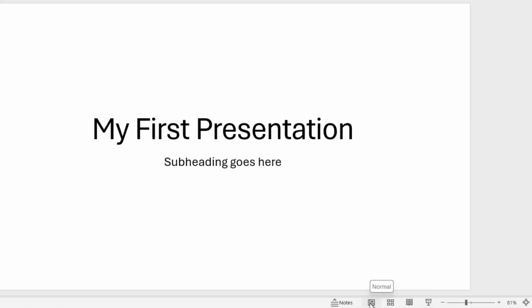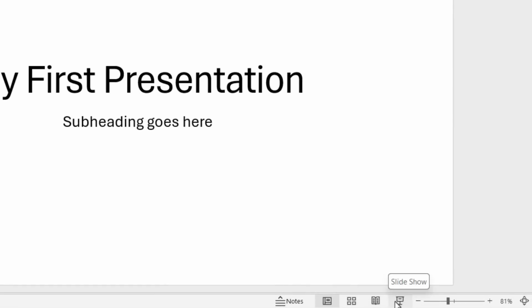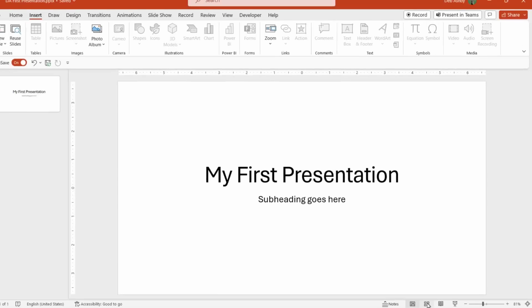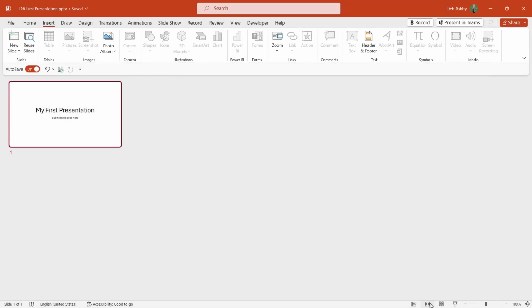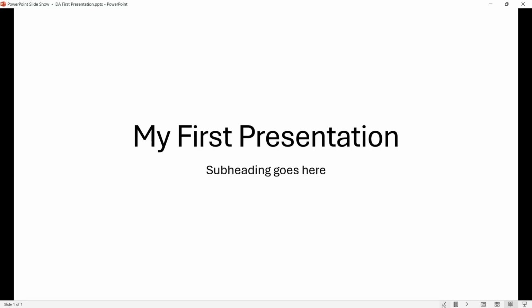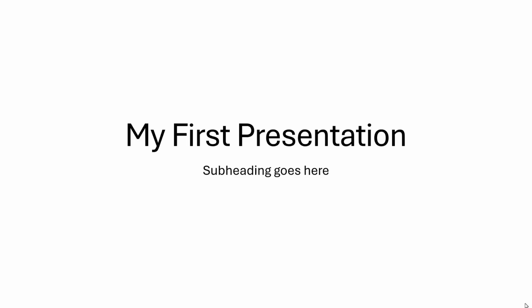And then on the right-hand side, we have different ways to view our presentation. So the default is normal view. You can see that highlighted in grey, but I could choose to switch to slide sorter view, which isn't particularly useful when we only have one slide. We are going to come back to these later on. We have reading view. And then finally, we have slideshow view.